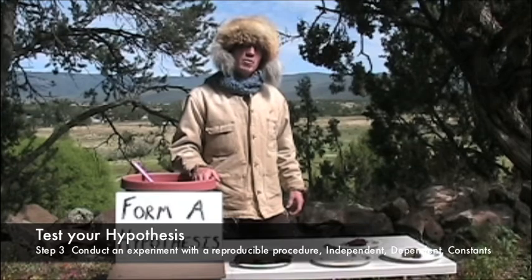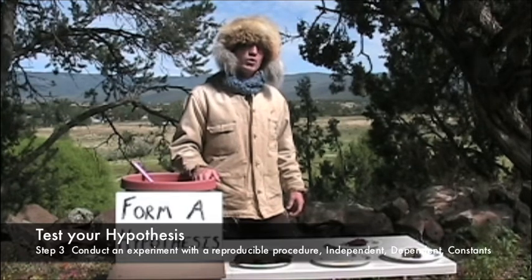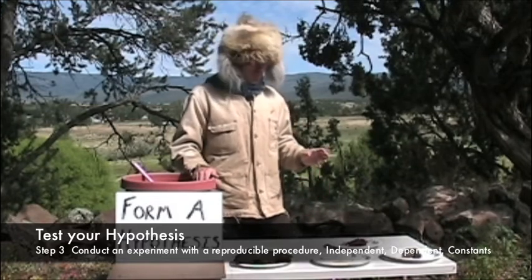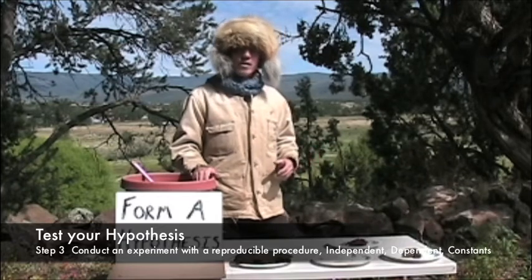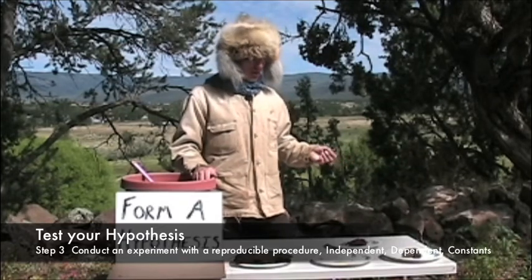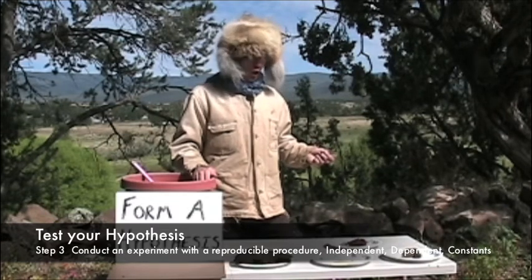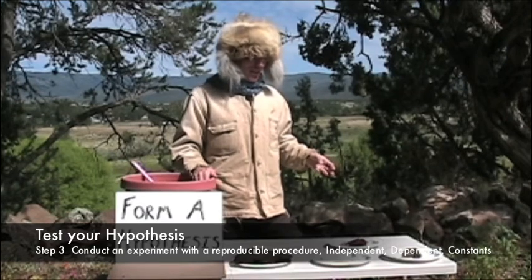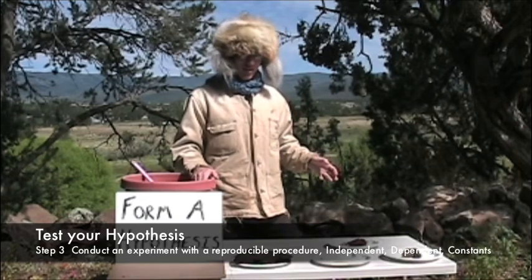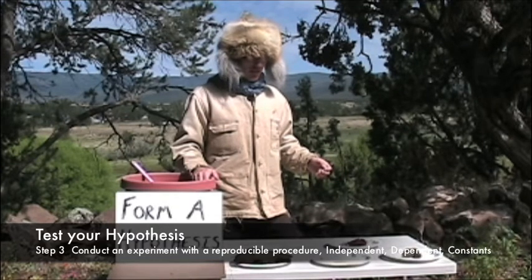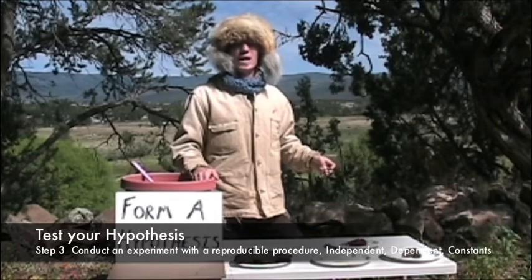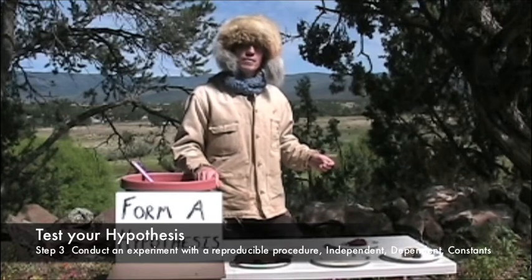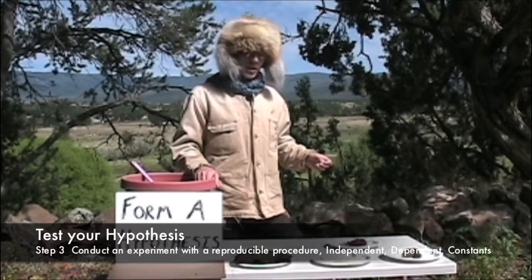I also, with my experiment, need a step-by-step reproducible procedure, which means I go one thing at a time. Step 1, gather up the stinks. Step 2, put the stinks on the plates. Step 3, put the plates in the sun. Step 4, watch and record the number of flies that land on the plates per hour. That is my experiment.